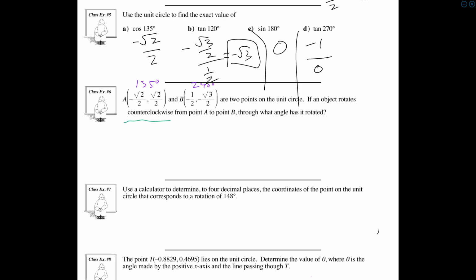So then how do I find the rotation? Thinking about this, so going from here to here, counterclockwise is this way. Grasp the difference? How far has it moved from one to the other? Cool. So if it's asking how far it's moved from one to the other, what's the difference between the two? So I just subtract them.